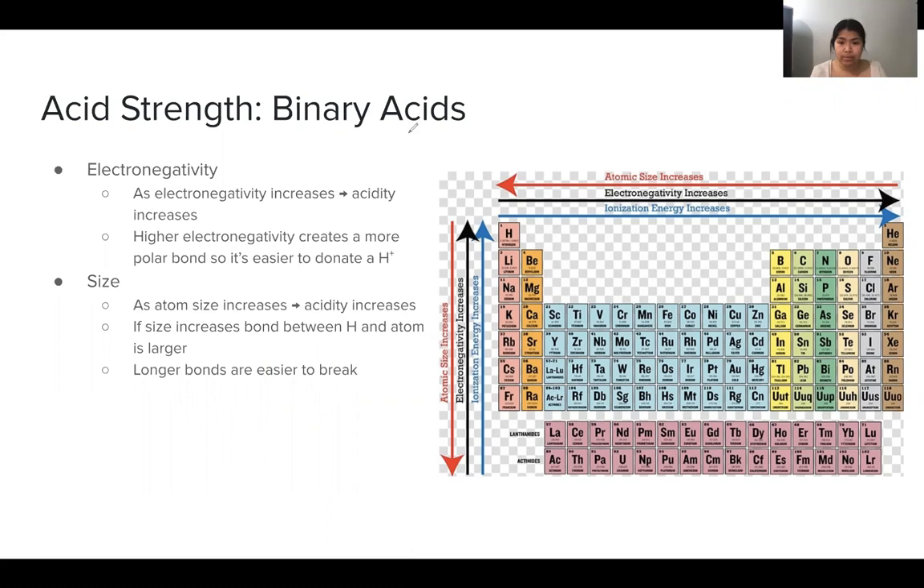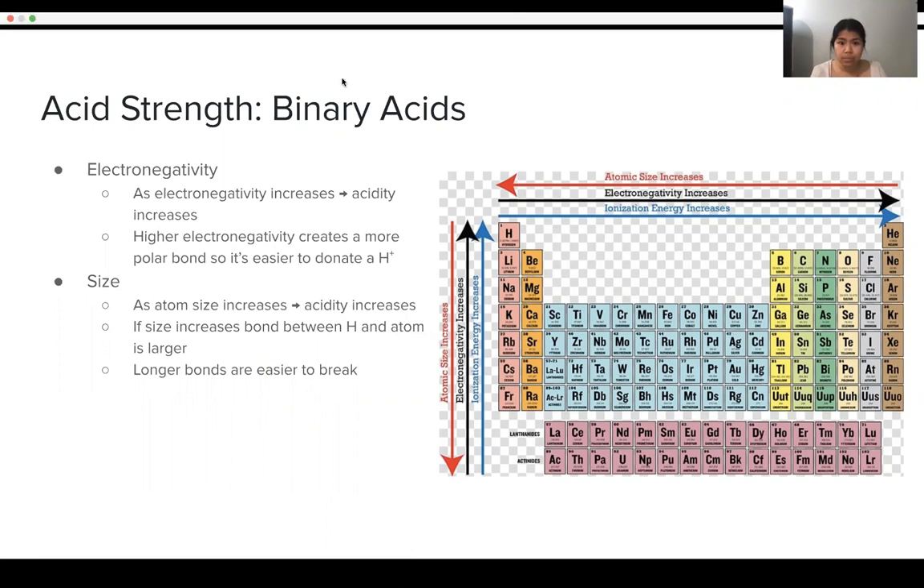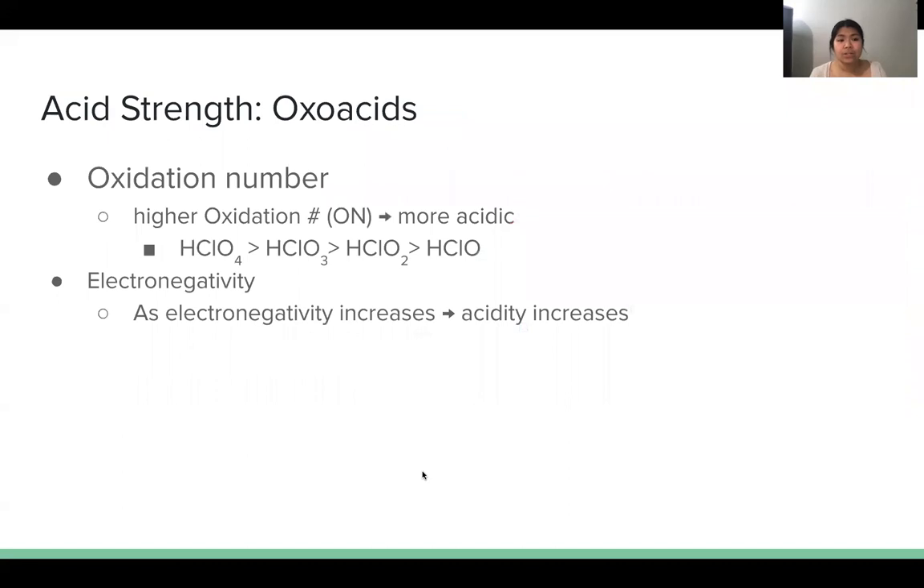Now, how do you do it with oxoacids? Well, with oxoacids, you don't have just two things, you have multiple things. In this case, you're going to be looking at your oxidation number, which you should have learned last quarter. If you look at this example between HClO4, HClO3, HClO2, and HClO, the higher the oxidation number, the more acidic. That's our rule.